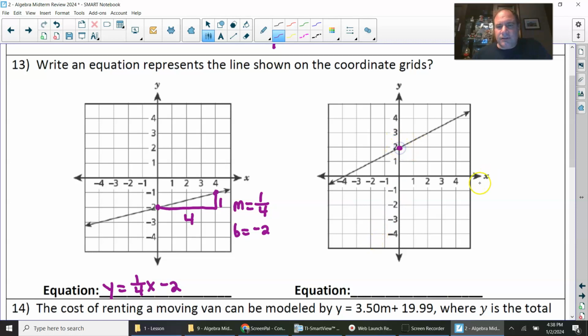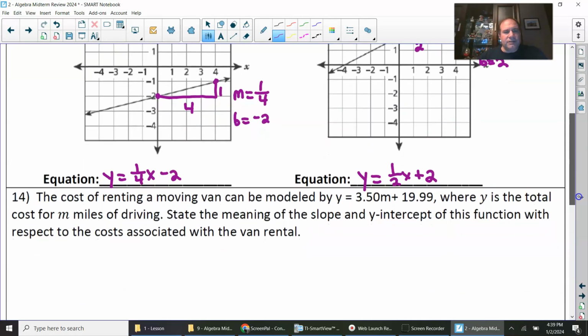Again, you will need two things. You need the slope and the y-intercept. The y-intercept is clearly 2. And I'm just going to go and pick another point that is right in the corner of the boxes. So this is 2, this is 1. Rise over run is 1 over 2. The m equals 1 over 2. So we're going to write the equation down. y equals 1/2 x plus 2. And those are the two equations.